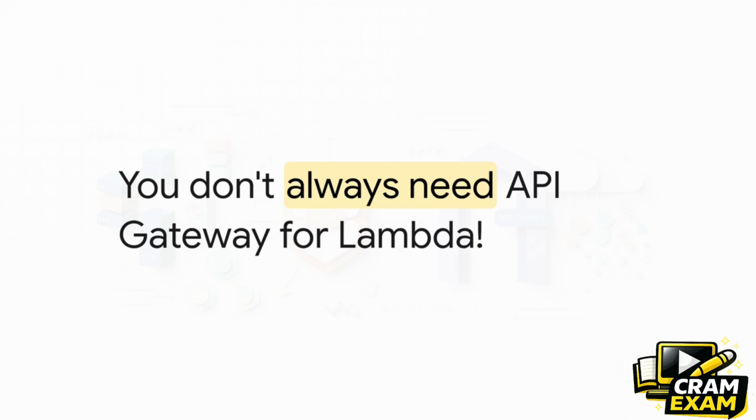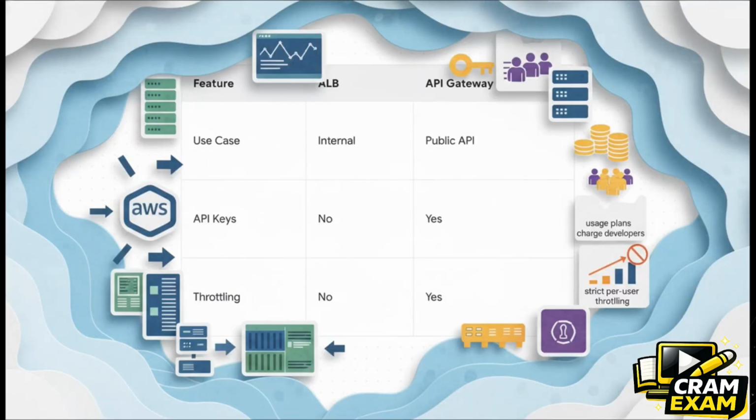Now pay attention, because here is where people completely fail this concept. They see a serverless architecture diagram using AWS Lambda, and they automatically assume they must use API Gateway as the trigger. You don't. An application load balancer can directly trigger a Lambda function too. It's a massive misconception that costs people points on exams and money in real-world architecture. So when do you actually use each? This is the million-dollar real-world decision.